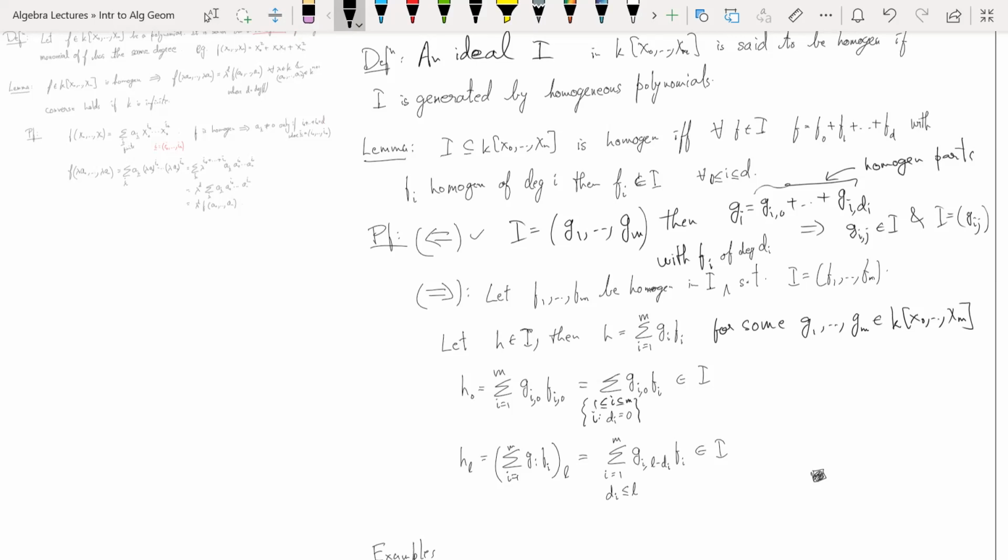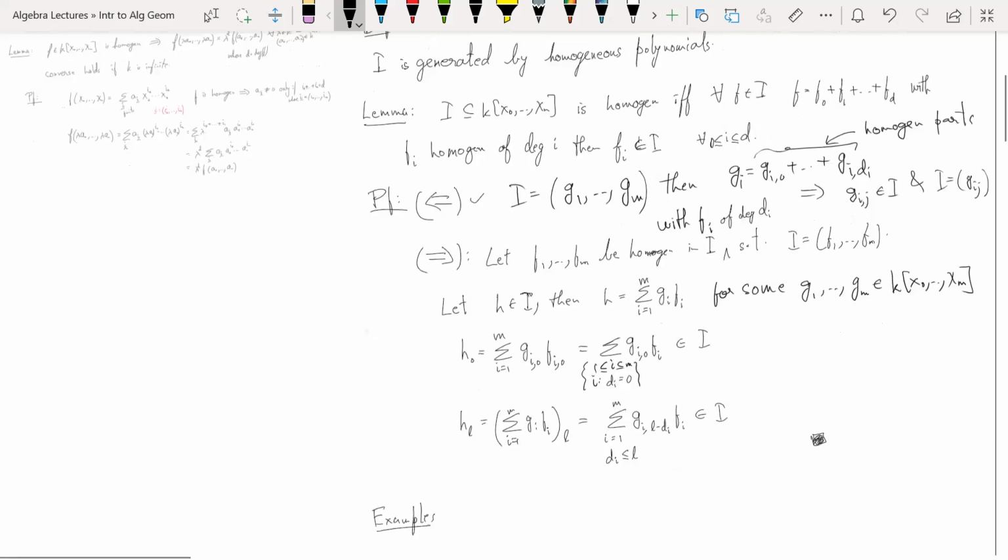So this left sum is the same as this right sum, because when d_i is 0, F_i0 is the same as F_i, and if d_i is not 0, then anyway F_i0 is 0. So that term vanishes on the left-hand side, and we may not include it in the right-hand side. And of course, this is some polynomial combination of the F_i, so this of course belongs to I. And the same thing you can do not just for constant, but for any L.